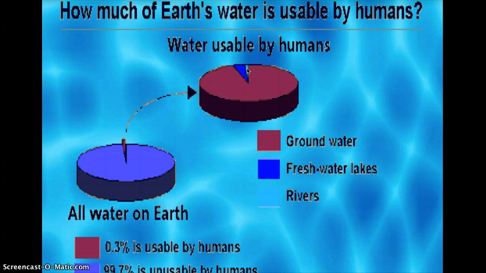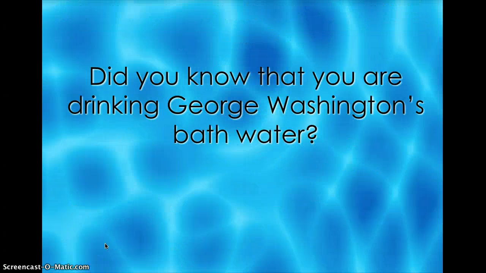That 1% is our lakes, our rivers, our creeks, our streams, the groundwater underground, all the water that we can actually use as humans for all of our needs. Taking a bath, cooking, washing our hands, swimming, all the fun stuff as well. So of all the water on Earth, 99.7% is not even usable by humans. That leaves less than 1% that we could actually use. So we have to take care of it, and we find out that it goes through the water cycle.